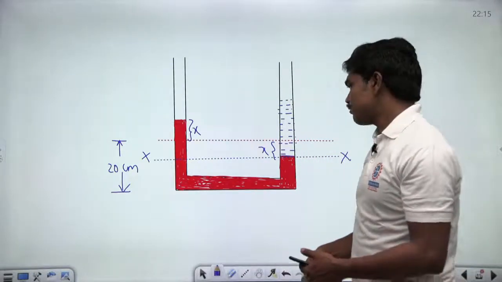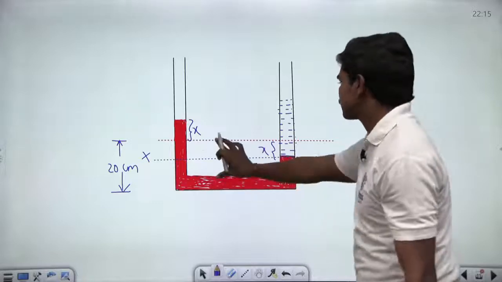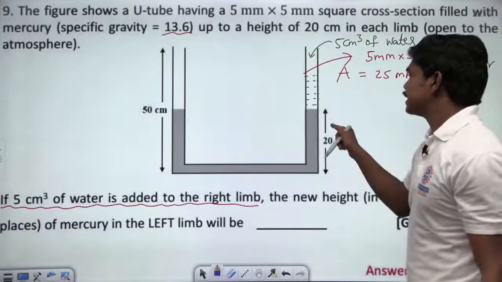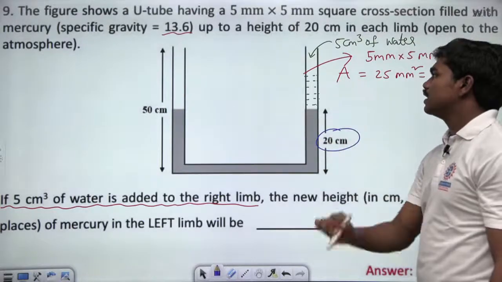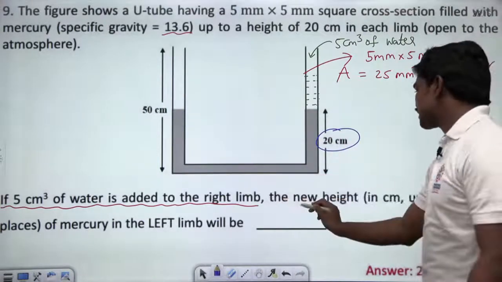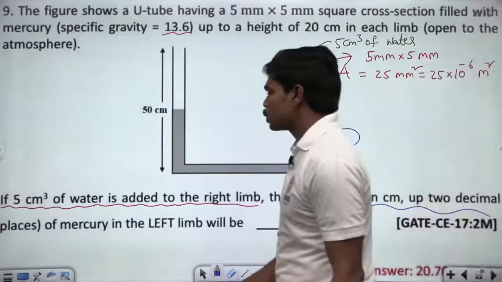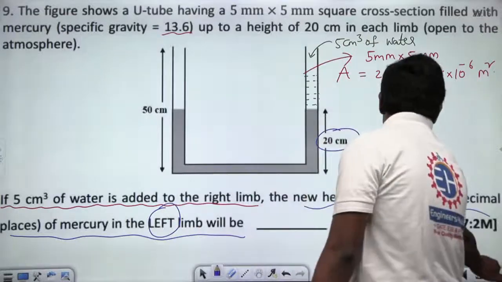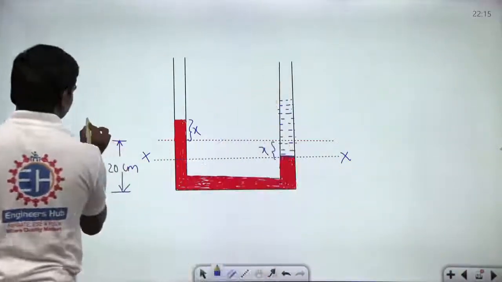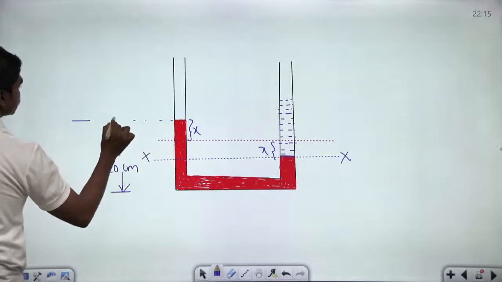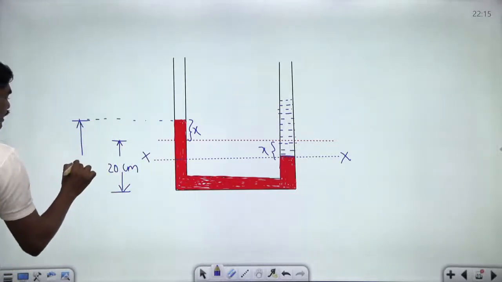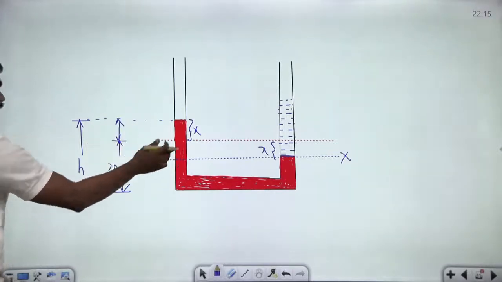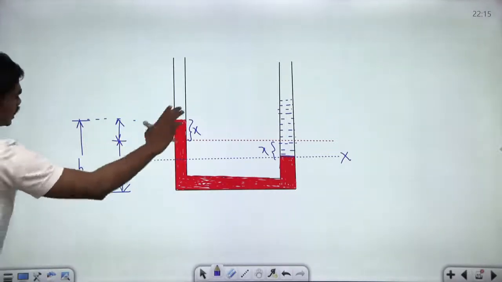If this is the case, now let us apply the static balance about this. Initially this height is 20 centimeters on both sides, correct? You can see clearly this height is 20 centimeters initially in each case. What they are asking is the new height in centimeters, up to 2 decimal places, of mercury in the left limb. He is asking for what this total value is. If this is the reference, then what is this h value? Basically, if you can find the value of this x, then the story is done.